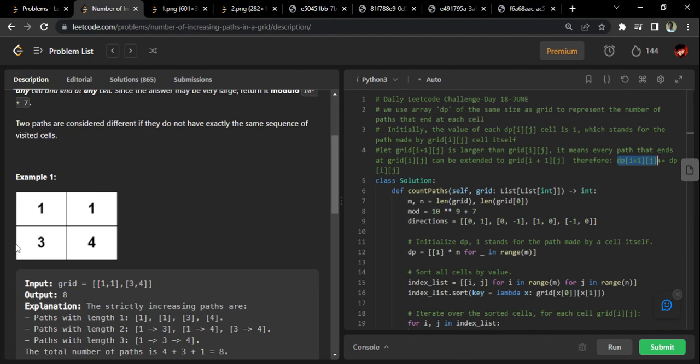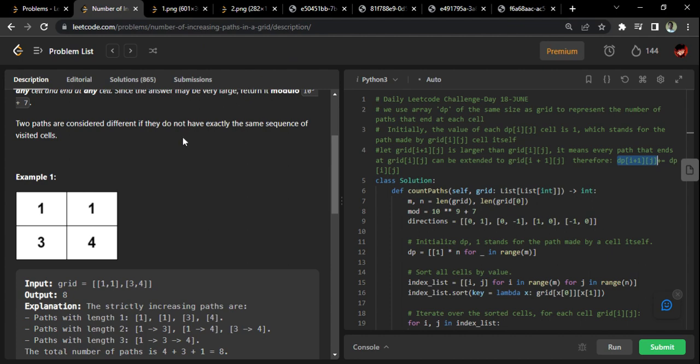All the paths which ended at 3 can be extended to 4. What that means is, suppose I have this thing, which is called dp of i, j. This will be added to the dp value of this, that is dp of i plus 1, j. That's what we are doing here: dp of i plus 1, j plus equal to dp of i, j.